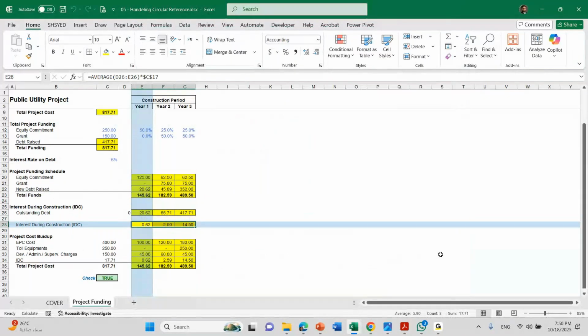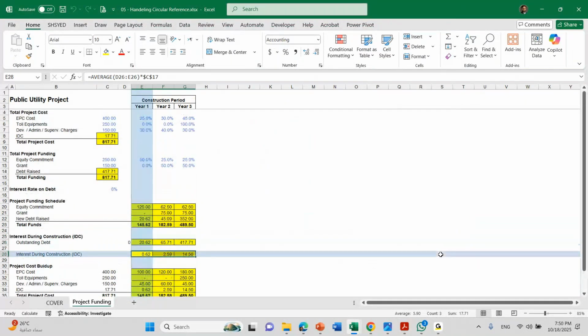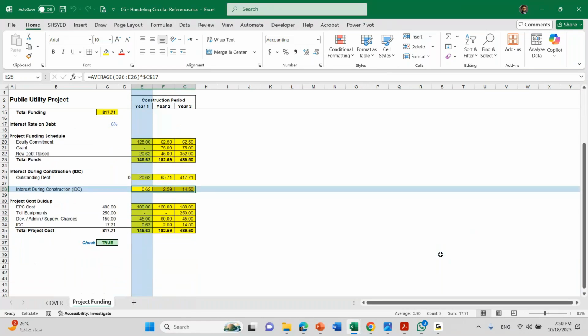So this is the value. The job is actually done. This kind of files we used to create when this circular reference clearance was not available in Excel. But now it is available, so we don't need to spend time on that.